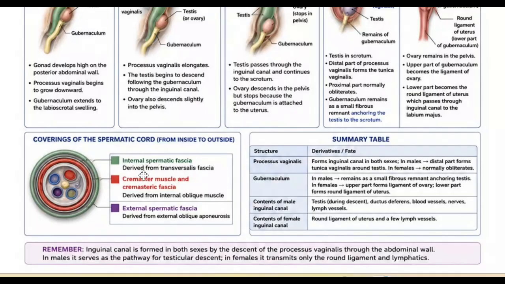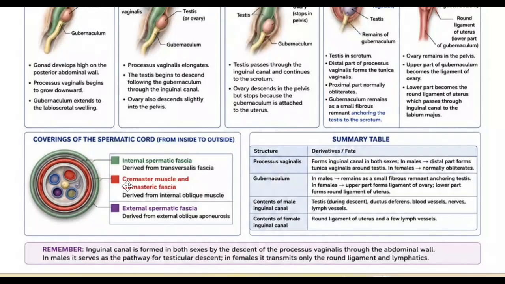Now the layer 2 is the internal oblique muscle. That means layer 2 is the internal oblique muscles. So according to our book, it takes some of its lowest fibers of the internal oblique muscles.